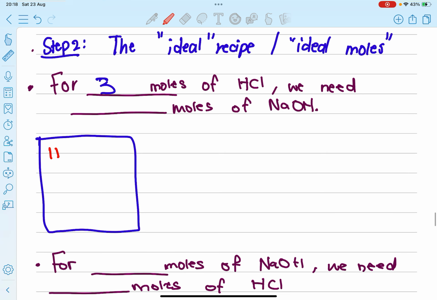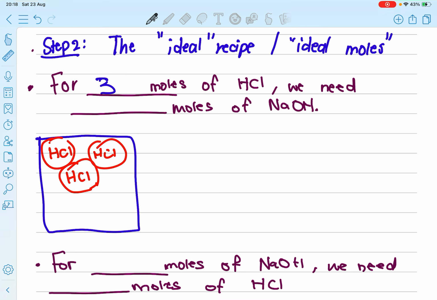As in, you know that you've got HCl, 1, 2, 3 moles of HCl. Now, let's remove our sodium hydroxide and try to find out how many moles of sodium hydroxide will react with 3 moles of HCl. So you construct a sentence. That is the point of step number 2. Okay, but you have to create a mole ratio. You say the ratio of HCl to sodium hydroxide is 1:1.